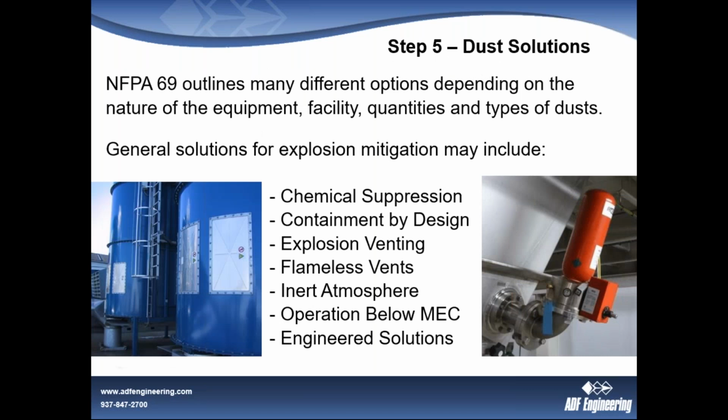So NFPA 69 is a good source for finding some of those alternative solutions, but some of those solutions may involve some equipment, and an engineering firm can help you determine what those best options are. Is it best to put in a chemical isolation system? Well, it may be. Those are expensive, but that may be your best option if your ductwork doesn't have the length required for a passive isolation, which would be significantly less expensive.